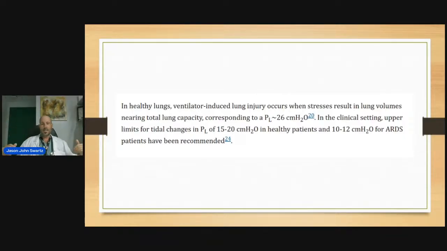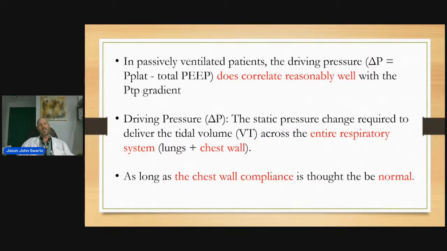So it's for that reason that in the clinical settings, in patients that are intubated for maybe non-lung related issues, you want that swing to be 15 to 20, and that it be even more modest, 10 to 12 for ARDS. So in passively ventilated patients, the drive pressure can be a good surrogate or a proxy. It does correlate well with transpulmonary pressure gradients.